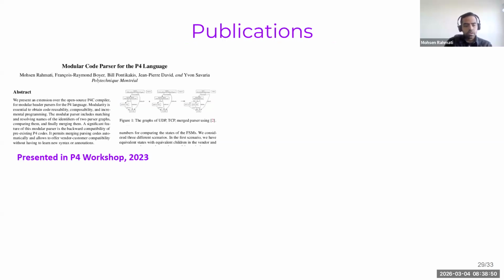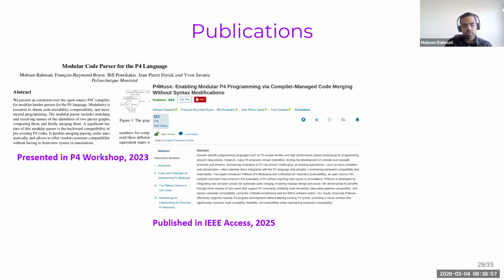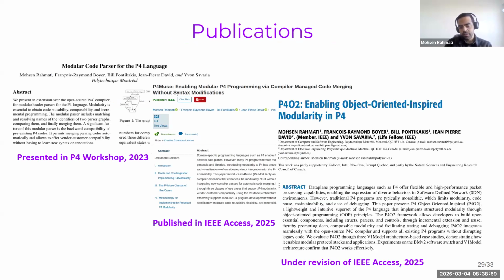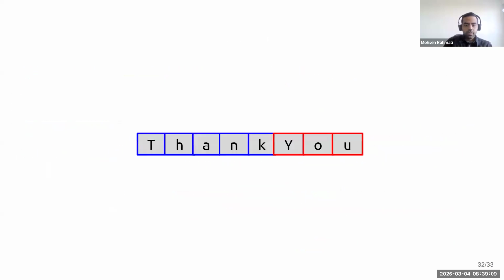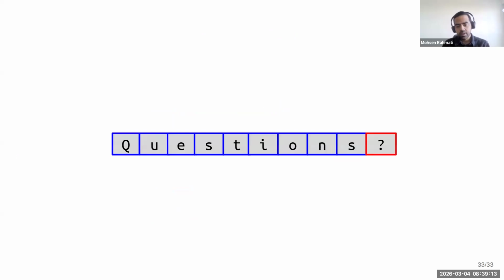And about the publications, firstly, we presented the modular code parser in the P4 workshop, and then P4Muse in IEEE Access, and the second work, third work in the P4 on the revision of the IEEE Access. This is the reference, and thank you for listening to this presentation, and I'm ready for any questions.